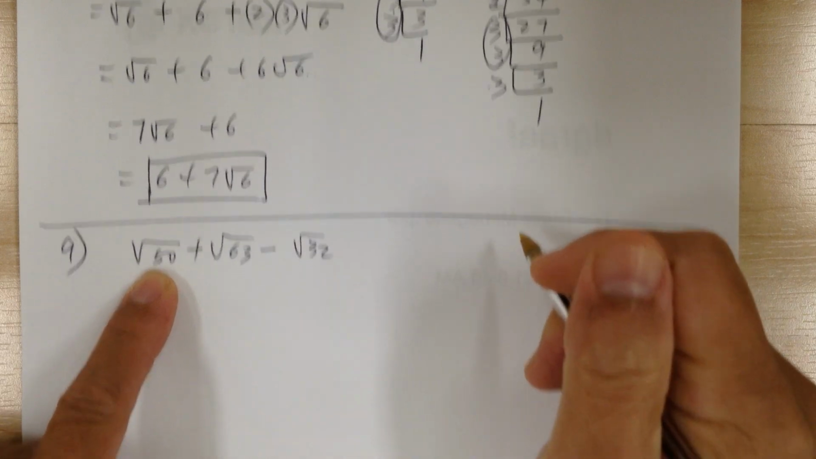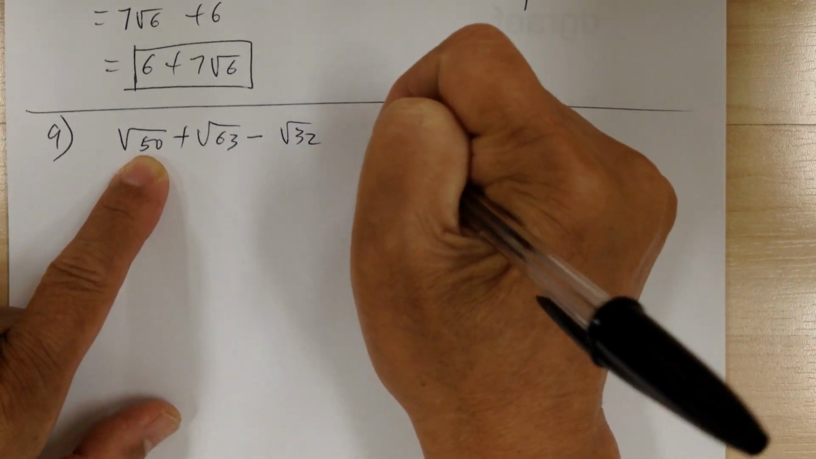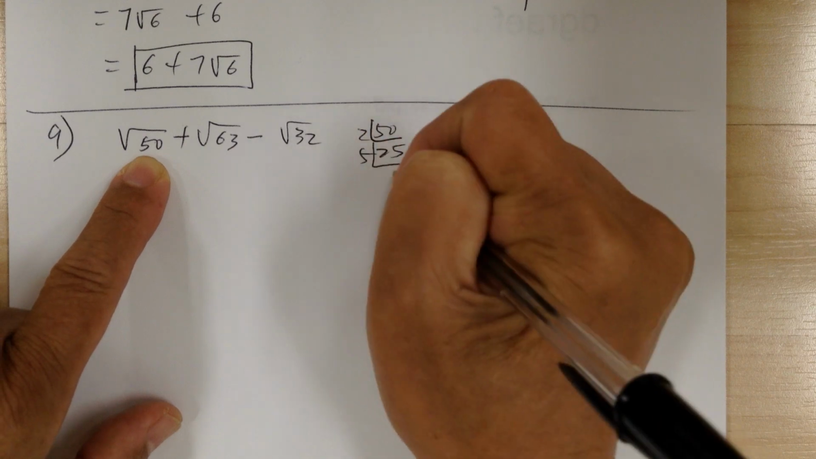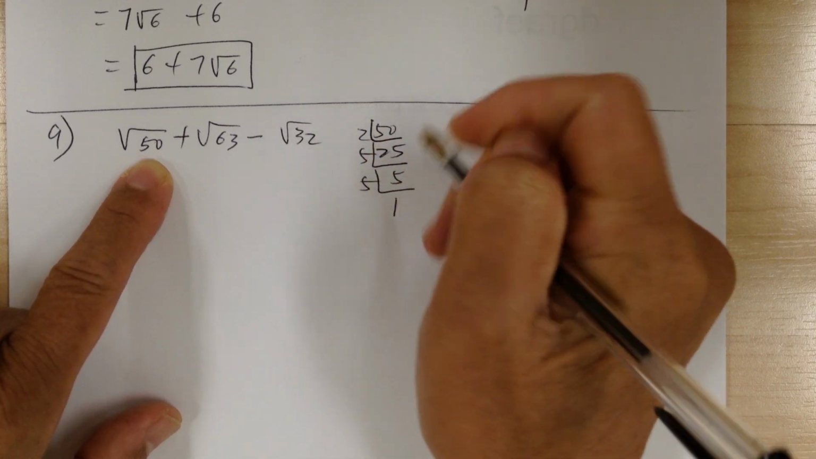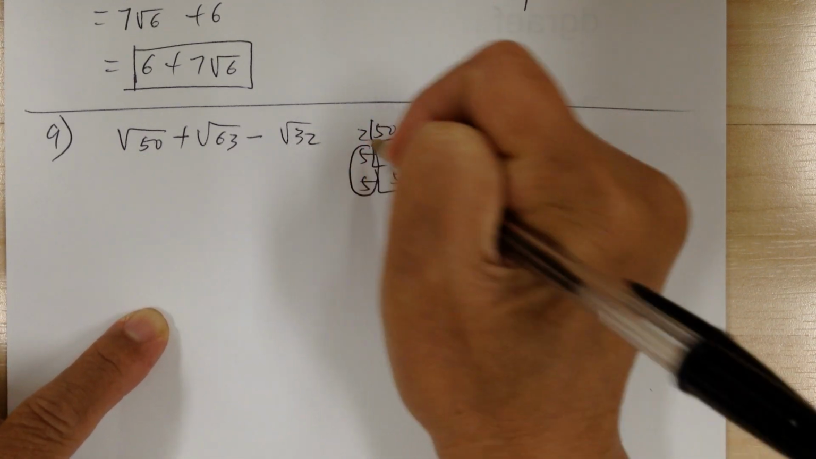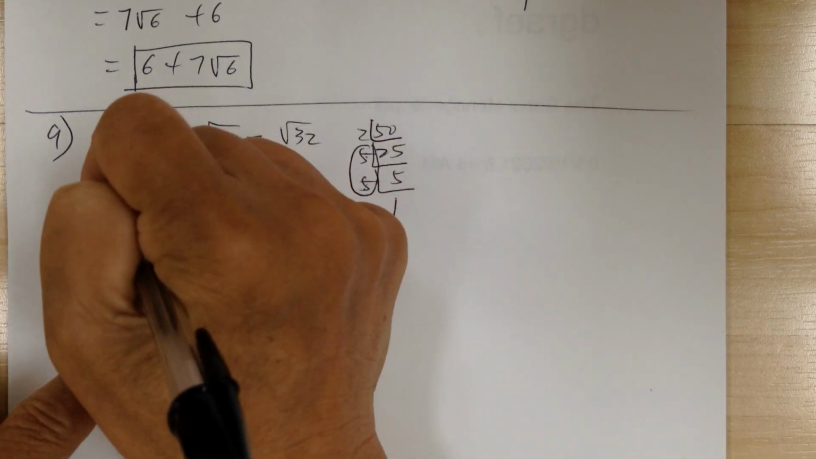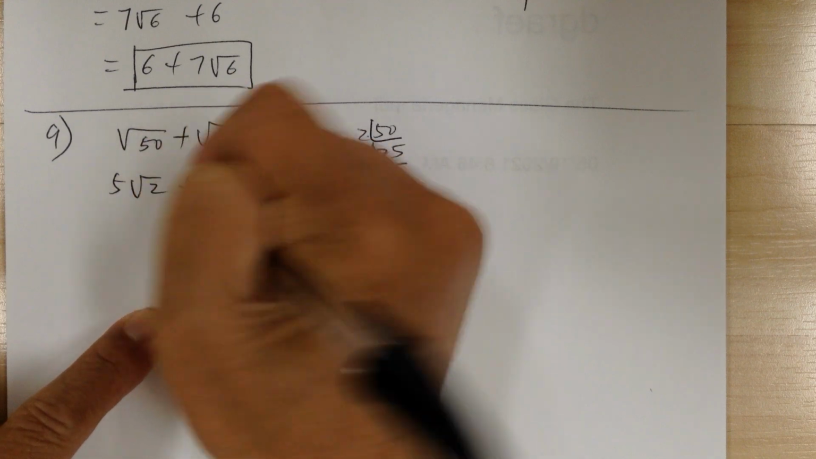Okay, so let's go off to the side and simplify each one. So divide by 2, you get 25. Divide by 5, you get 5. Divide by 5, you get 1. So 2 radicands make an integer, so 5 square root of 2, right? These 2 radicands make an integer, and this is leftover.